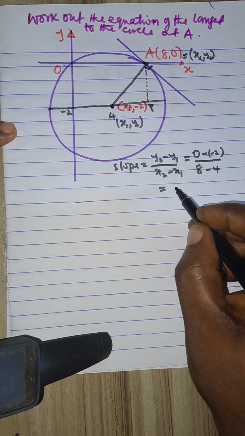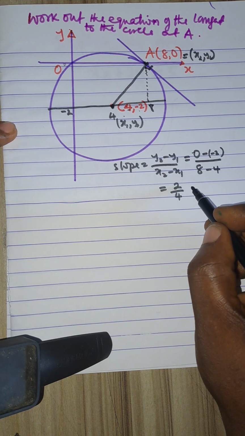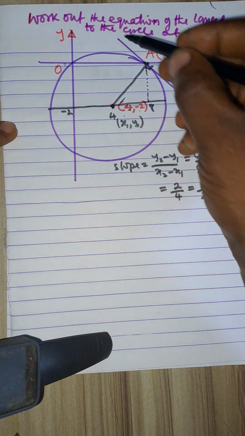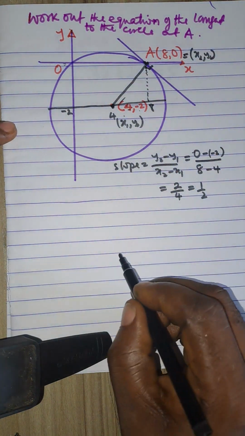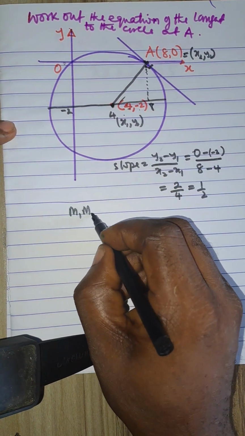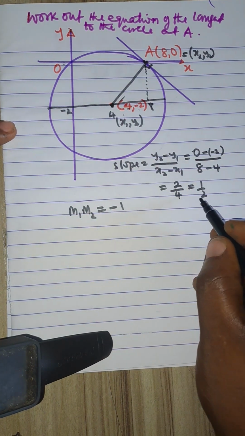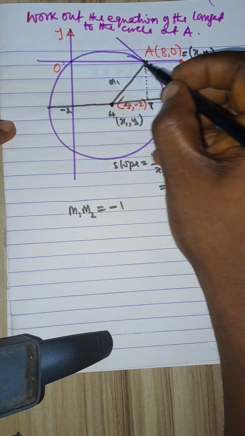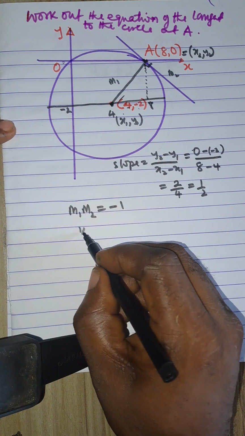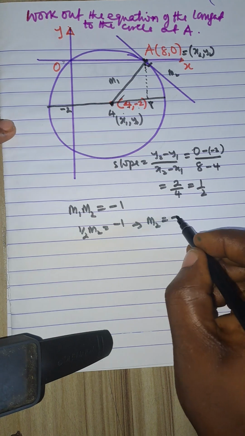So that gives us slope is 2 over 4, which is 1 over 2. This is the slope of this straight line, not this one. Now, in coordinate geometry, if two lines meet at an angle of 90 degrees, the product of their slopes gives us -1. Any one could be M1. This could be M1, and this other one, M2. So M1 is a half, M1 times M2 equals -1, so M2 will be -2.